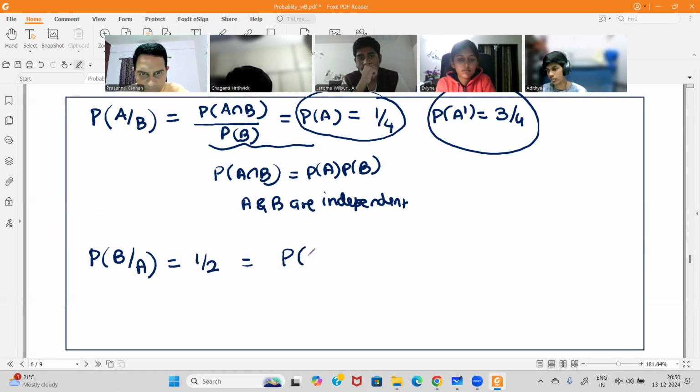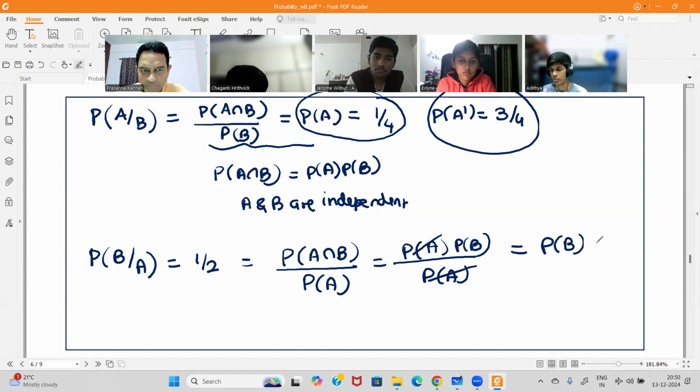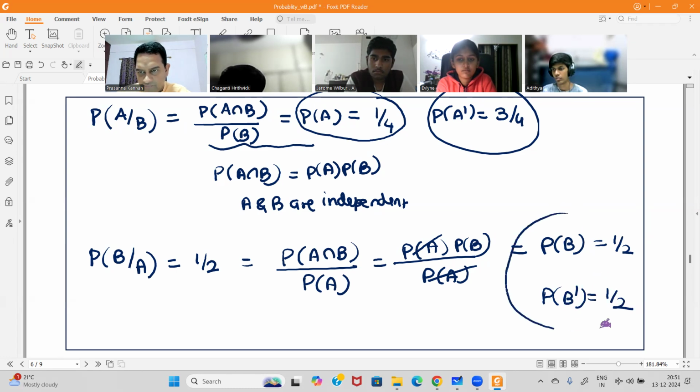What is P of B given A? P of A intersection B by P of A. How can I write P of A intersection B because they are independent? P of A into P of B. So what is this equal to, Evelyn? P of B, sir. Exactly. So P of B, we got it as 1 by 2. So what will be P of B bar? Half. You got it, right? Yes, sir.